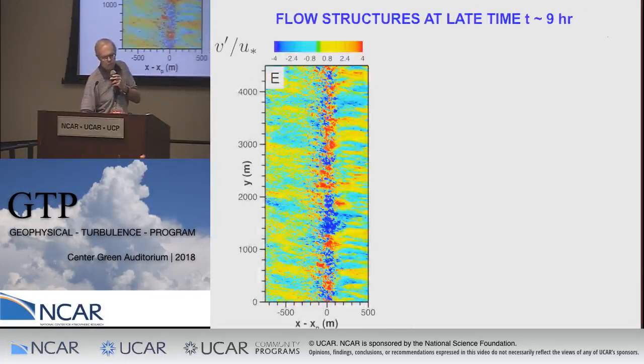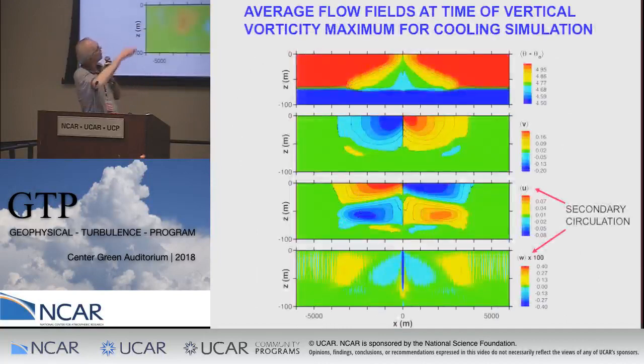Let's see here. Oh, if we just make averages, here's theta. Here's the downfront currents. This is coming at you. This one's going into the page. There's the secondary circulations. There's the vertical velocity that's down.